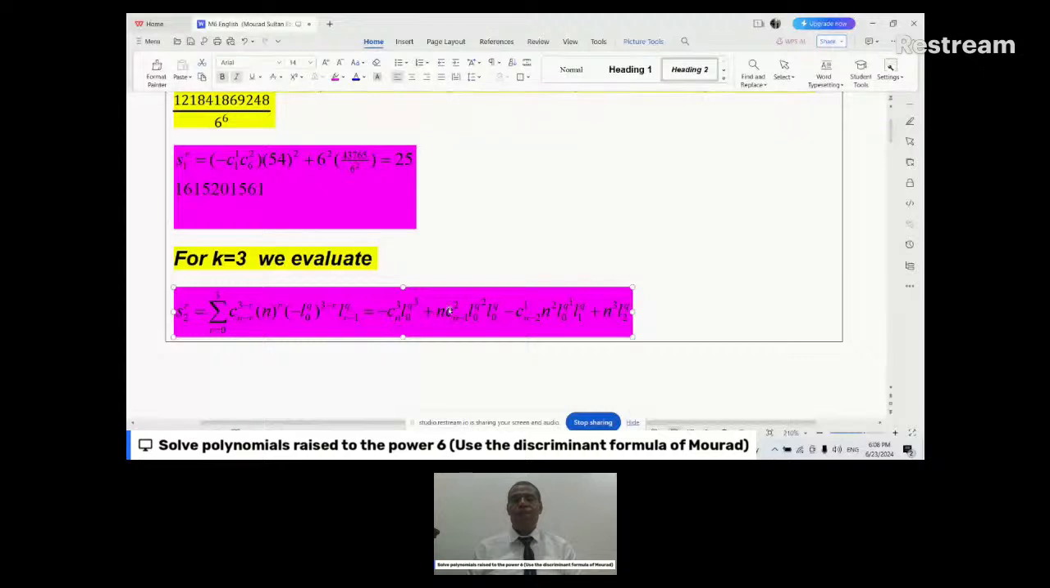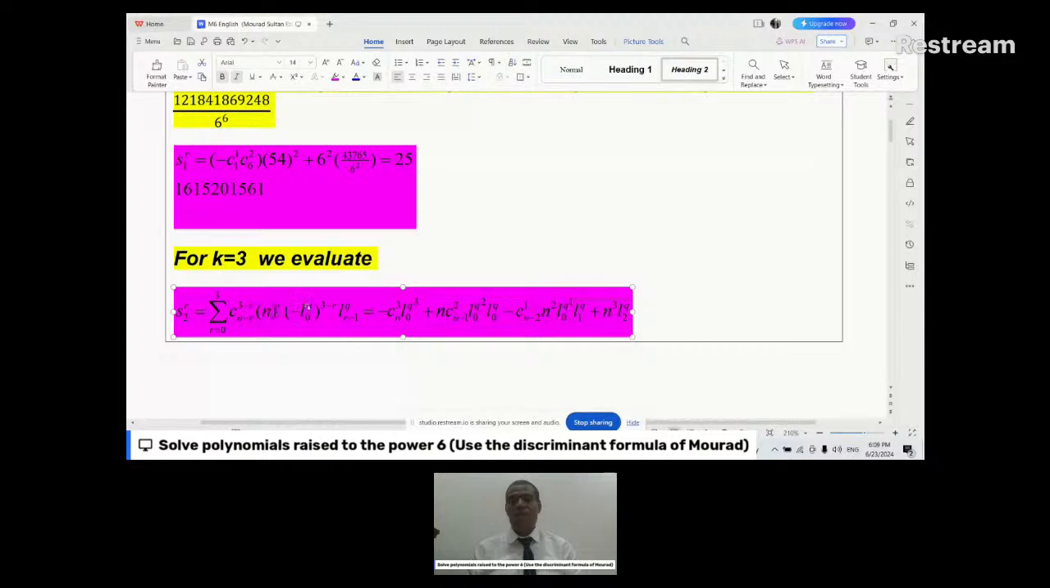Negative combination n choose 3, L0 of ODQ raised to the power 3, plus, when r equals 1, n raised to the power 1, which is n times combination n minus 1 choose 2, times L0 of ODQ raised to the power 2 times L0 of ODQ raised to the power 1, minus combination n minus 2 choose 1, n squared, L0 of ODQ, times L1 of ODQ. When r equals 3, this one is equal to 1, simply because 3 minus 3 is 0. Combination n minus 3 choose 0 is 1.